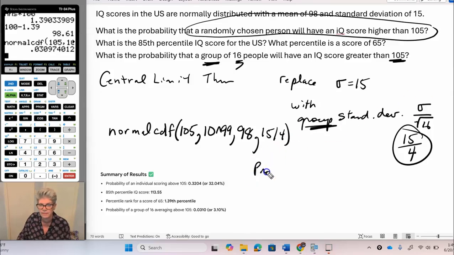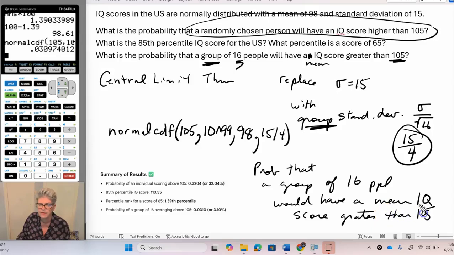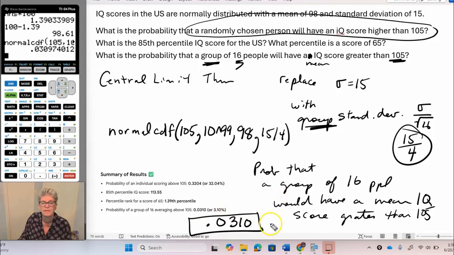And so the probability that 16 people, so a group of 16 people, would have a mean IQ score greater than 105 is 0.0310 if I take that to 4 places. It's not very high, is it? And as a percentage, you would take that and multiply it by 100, and that would give your answer as a percentage.